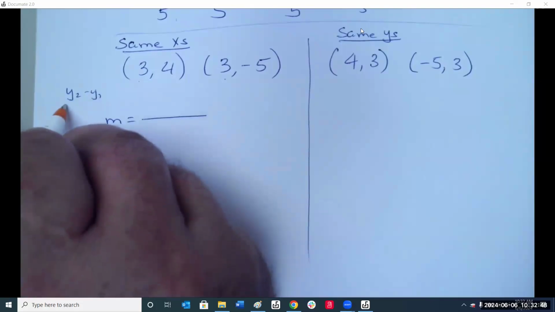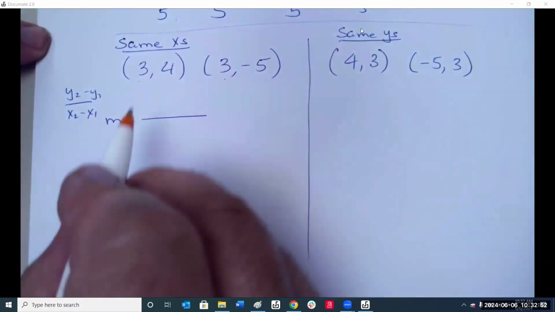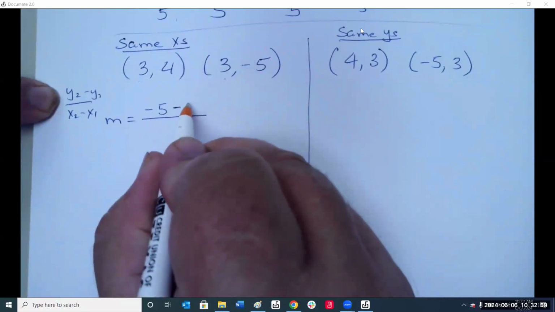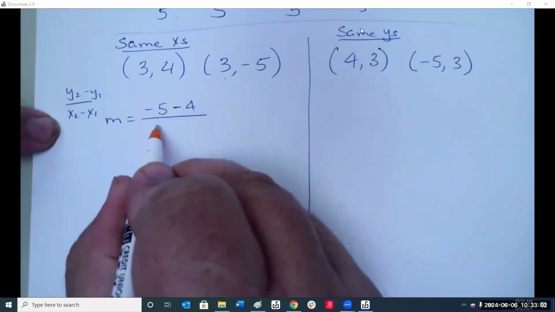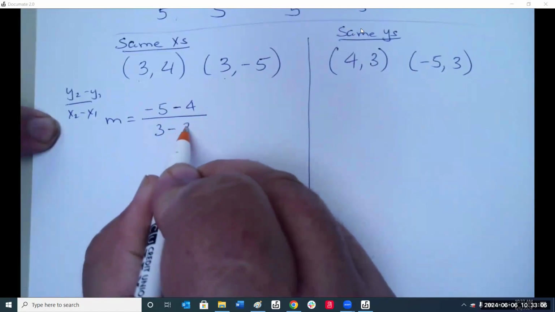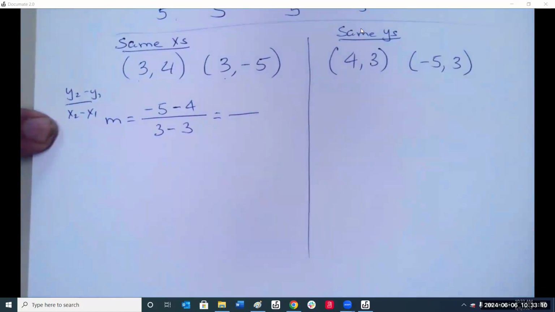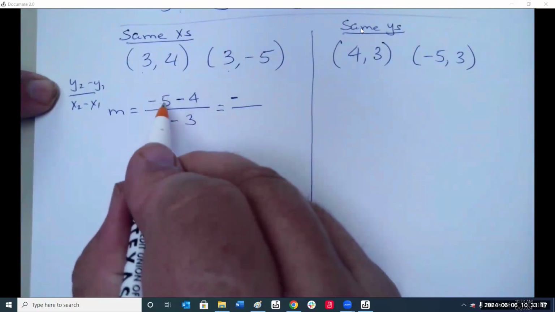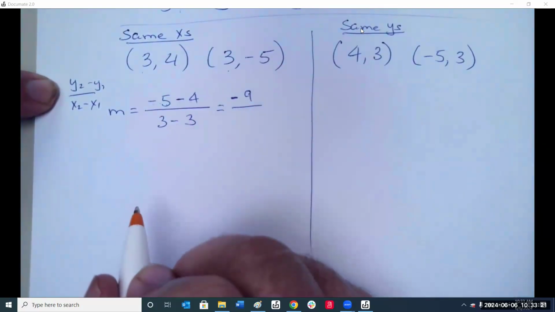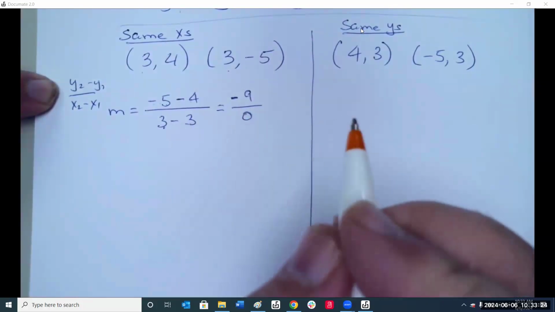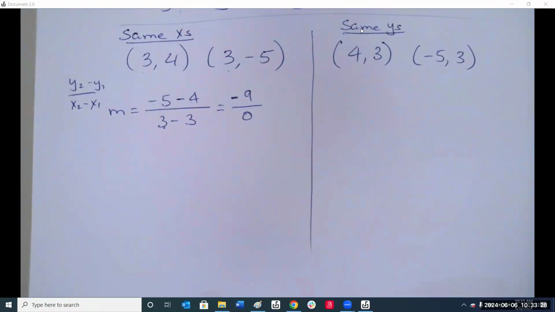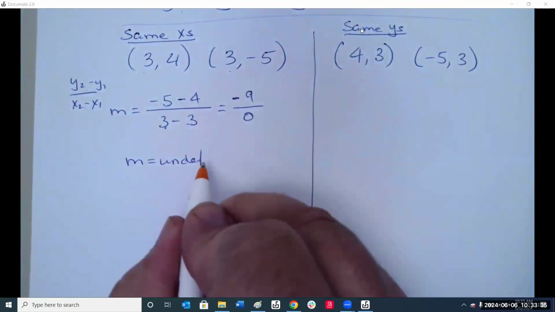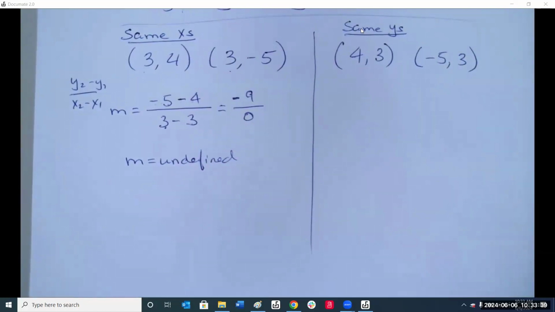It's y2 minus y1 over x2 minus x1. So what is y2? -5. Minus y1, it's 4. x2 is 3. x1, also 3. -5, since they're both negative, the answer is going to be negative. Add the numbers. 5 plus 4 is 9. 3 minus 3 is 0. What is this going to equal? Undefined. Because the 0 is on the bottom.